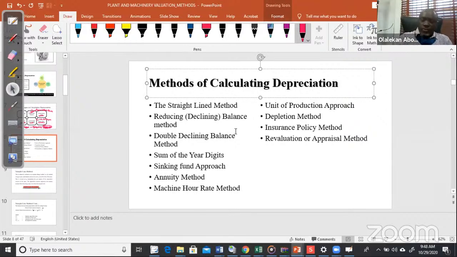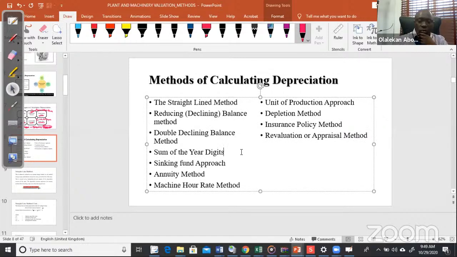Depreciation methods. Please mute your microphone. Sorry, you're on a live lecture, please. Mute your microphone. You are distracting us.